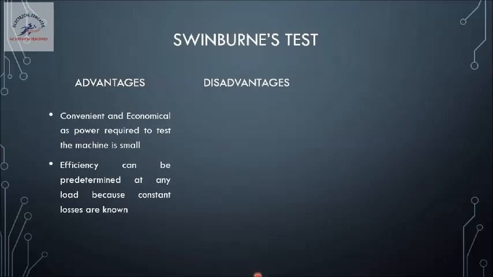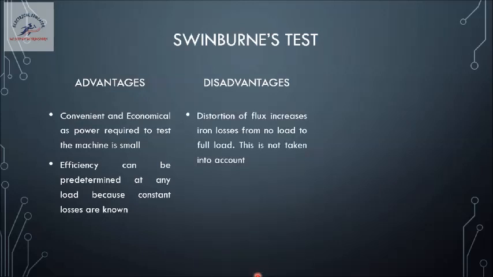Disadvantages. Now, distortion of flux increases iron losses from no load to full load. This is not taken into account. When the motor is loaded, because of armature reaction, the air gap flux is not constant. If air gap flux is not constant, then iron loss will not be constant. So whatever constant loss we have calculated will not be accurate at higher loads.